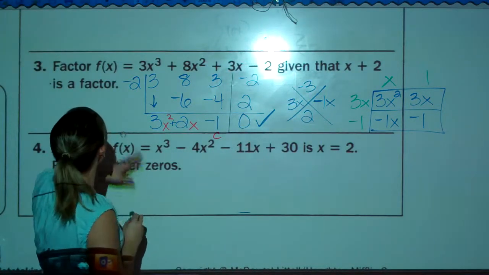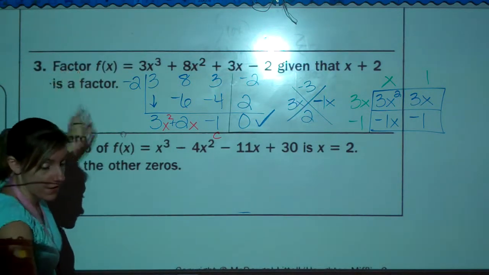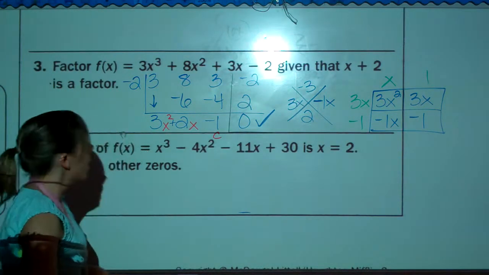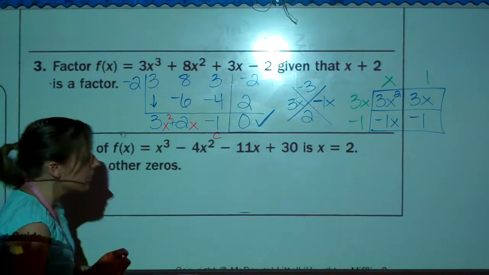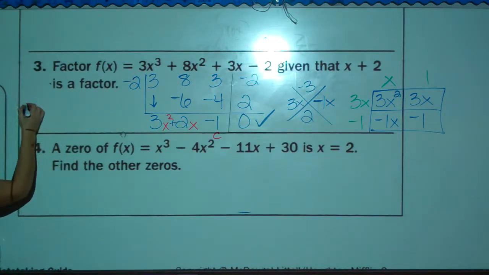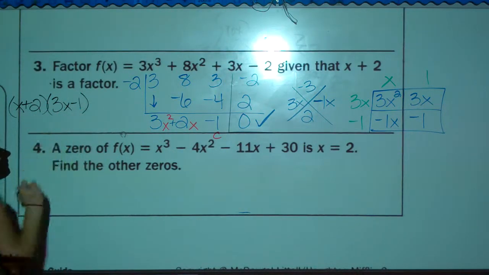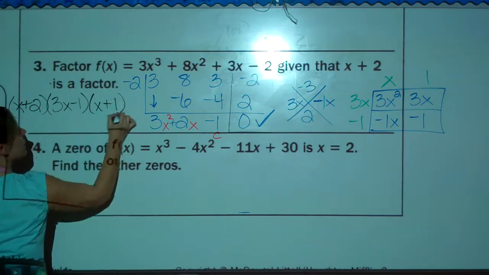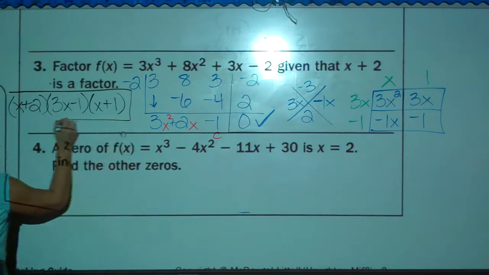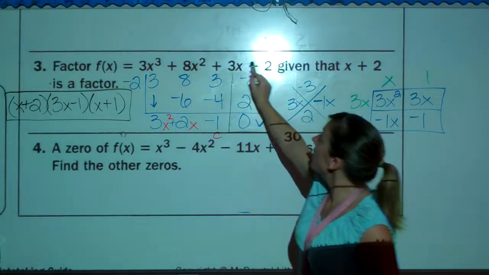So it says factor it. So now we have the 3 factors. So over here, I will write the 3 factors. So they are x plus 2, because that was the first one. That's the one they gave us. Also, 3x minus 1. That's the factor down the side. And also, x plus 1. So here is the fully factored form of this trinomial.